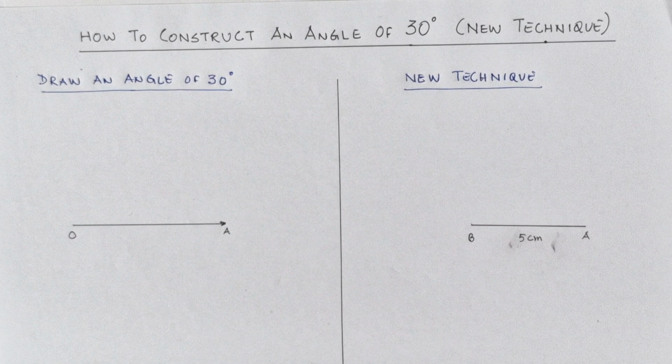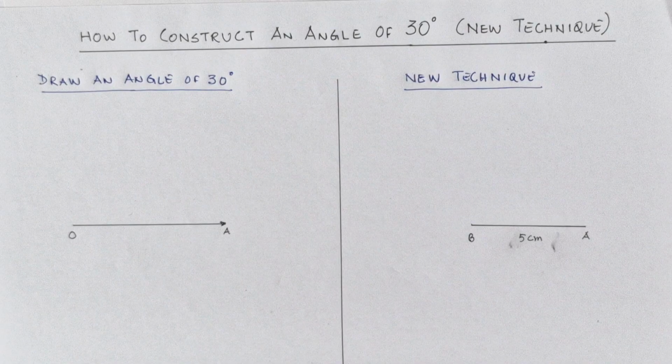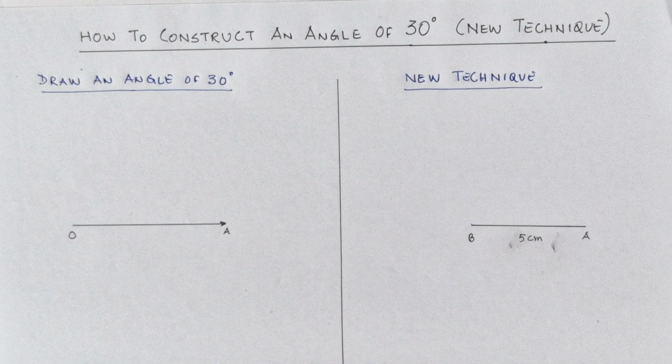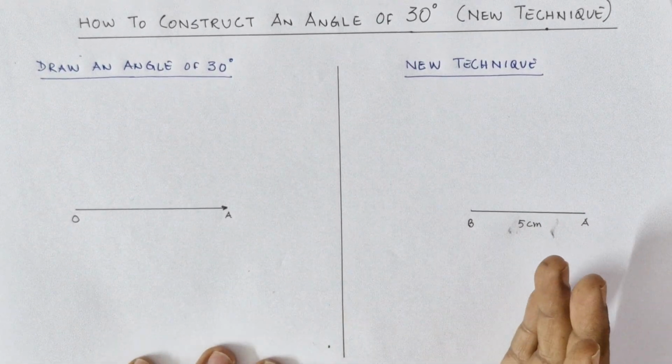Now today's topic is how to construct an angle of 30 degree, and I'll show you a new technique of drawing an angle of 30 degree. That's why I have made two portions. As previously I have shown you how to construct an angle of 60 degree in a new technique, in a new way, and today obviously in a similar way, I have made two halves of this particular page.